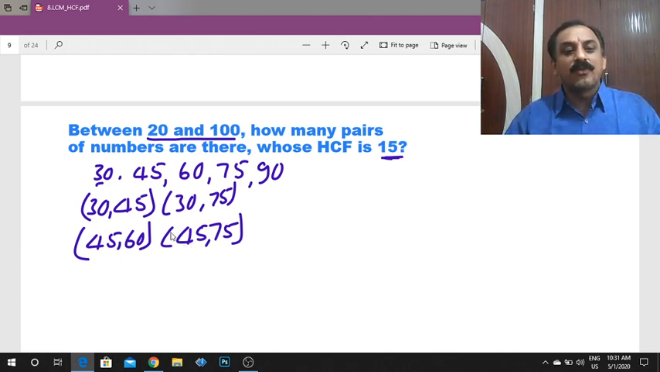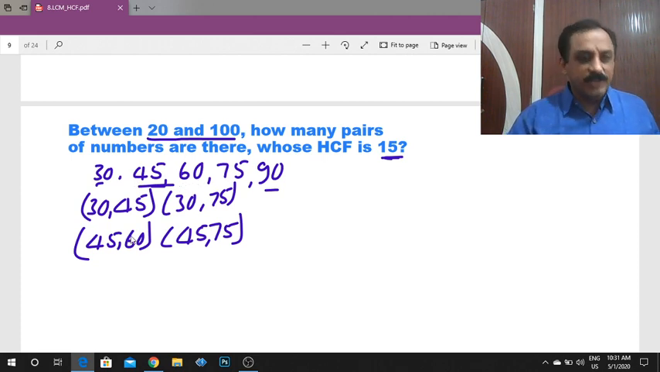And don't take 45 and 90. Reason: 45 and 90 both are divisible by 15, but the HCF of 45 and 90 is 45. So don't take 45 and 90. Now compare with the 60.